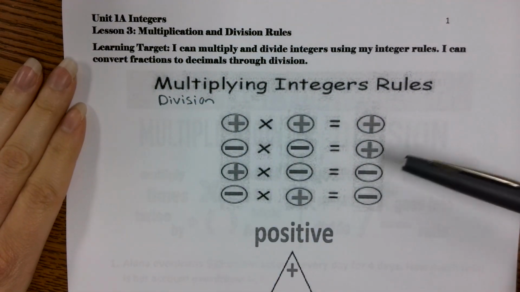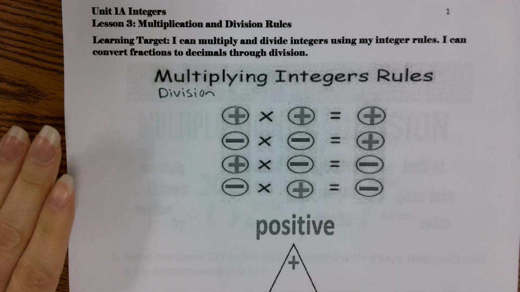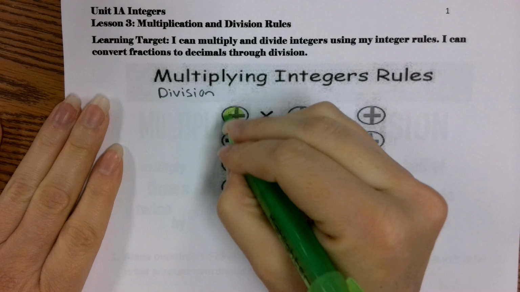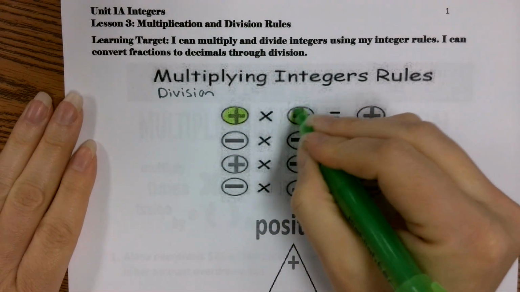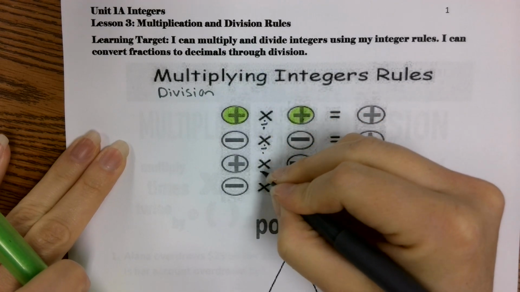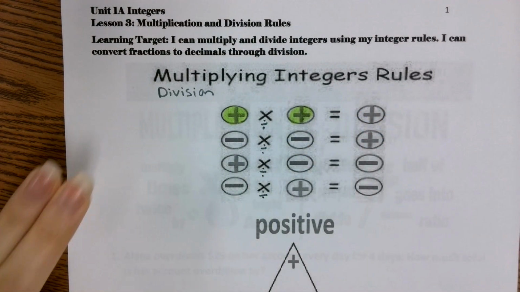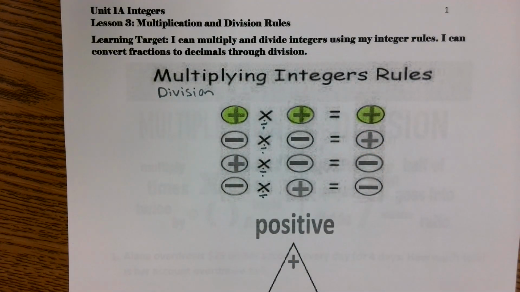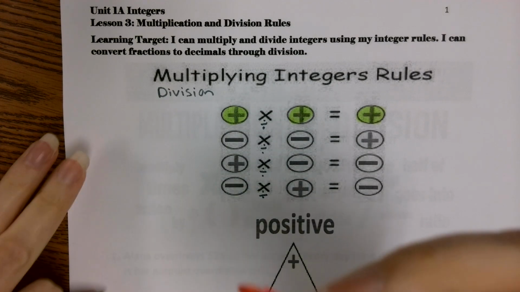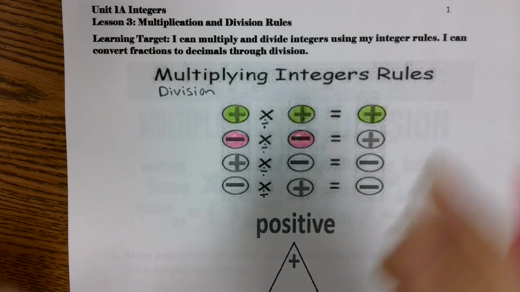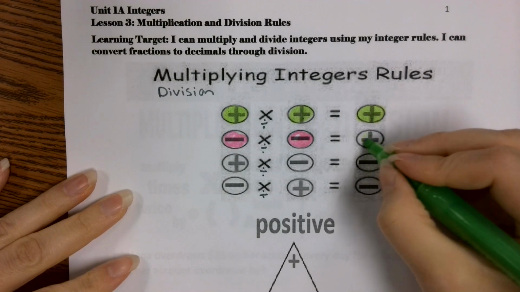Now, you can set it up as a grid or you can use the triangle down below, but either way, these are the rules that we follow. If you have a positive and you are multiplying it by another positive, multiplying or dividing, remember this is true for both, then you're going to get a positive answer. So positive times a positive gives you a positive, divided by a positive will give you a positive. If you have a negative and you're multiplying or dividing by a negative, that also will give you a positive.